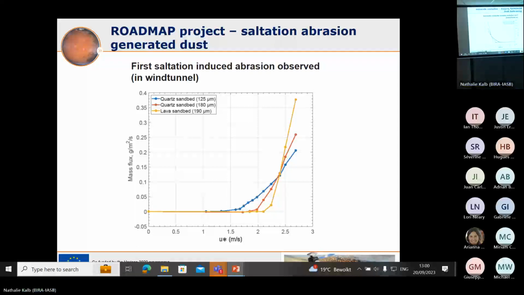The grains were 125 microns, so close to what is normal for Martian transportable sand. This is the amount of dust we were producing as a function of this u-star parameter, essentially a function of wind speed. I once had a theory that the abrasion rate should go as wind speed to the fourth power. That's obviously completely wrong. It looks almost linear. I don't know why that is. That was a very bad mistake.